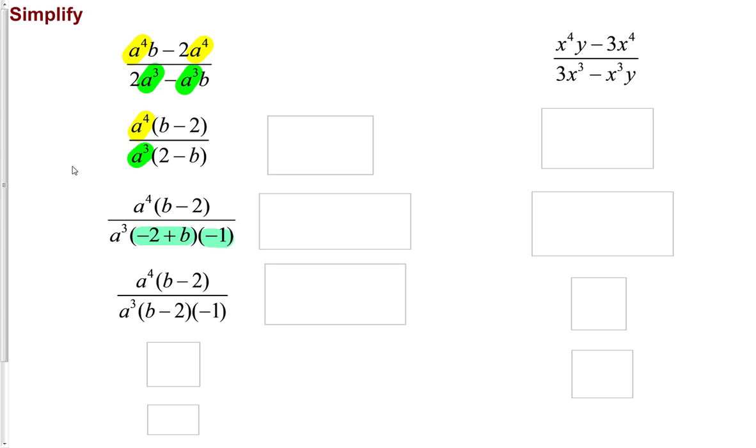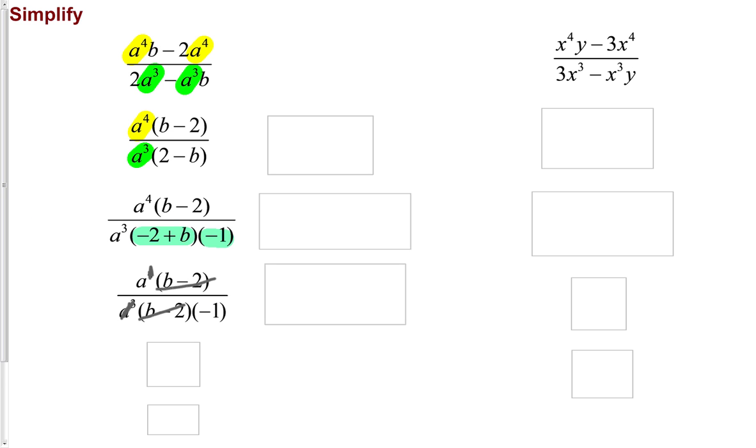So this is where we can start having fun with canceling. We have a b minus 2 up here, a b minus 2 down here. Let's cancel them out. We have an a to the fourth up here and an a to the third here. So what we're going to do is subtract our exponents. 4 minus 3 is a positive 1, so we're going to be left with a to the first in our numerator, and our denominator a's are going to be gone, so that's a to the first power up here.